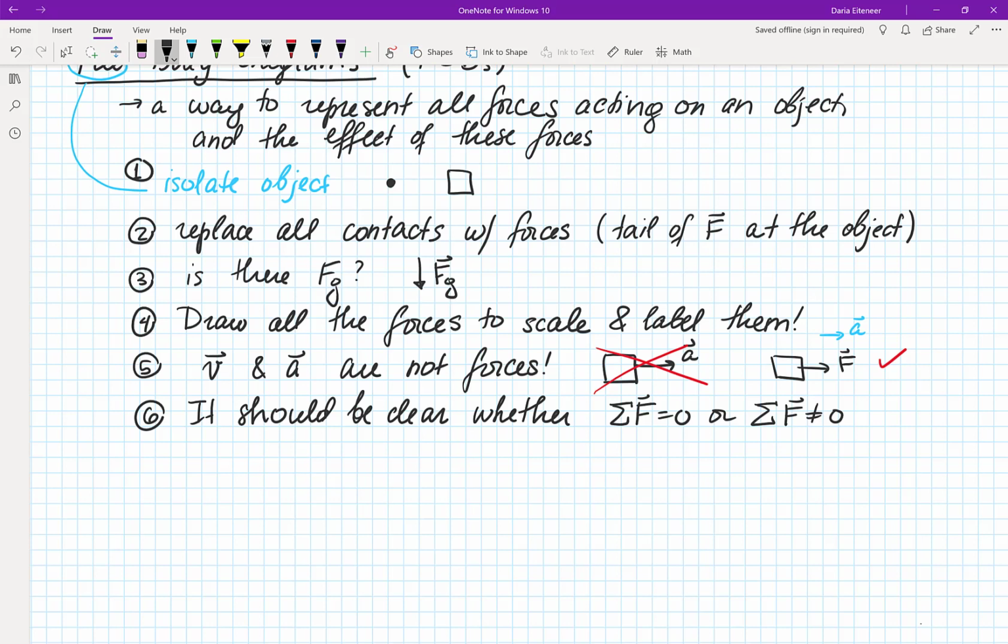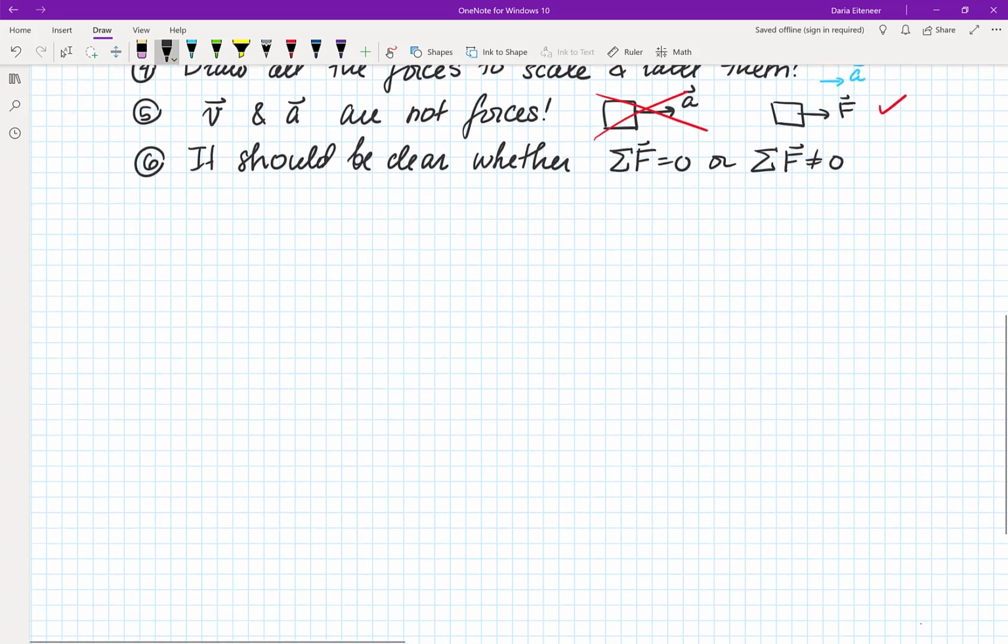Okay? Well, let's see how it works. I'm going to start by just discussing kind of an open-ended question. I'm not even going to ask you to calculate anything in this question. I just want to see if we can practice drawing a free body diagram. So an example is a person pushing a box along a level floor.